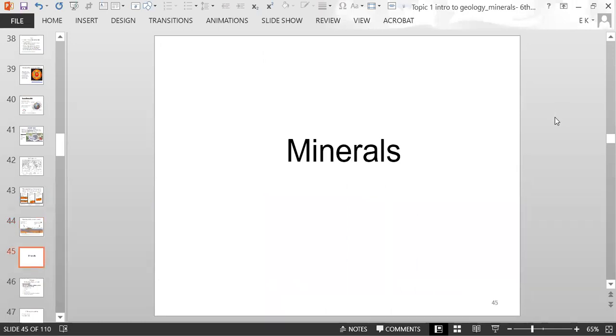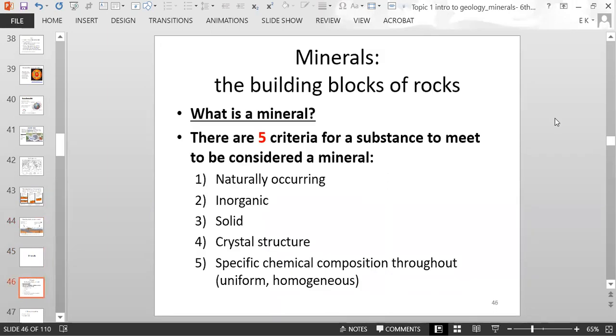So now we have minerals. Minerals are the building blocks of rocks. What is a mineral? There are 5 criteria for a substance to meet in order to be considered a mineral. Minerals have to be naturally occurring, inorganic, solid, have a crystal structure, and have a specific chemical composition throughout, or uniform or homogeneous, meaning it's the same thing throughout the whole piece. This is the main outline of the 5 criteria, and then I'm going to go over each of these in a little bit more detail.